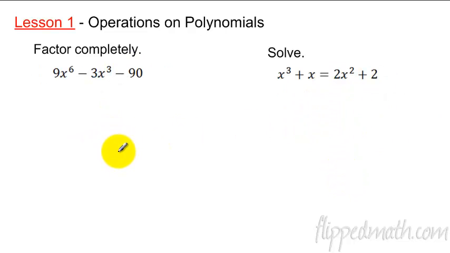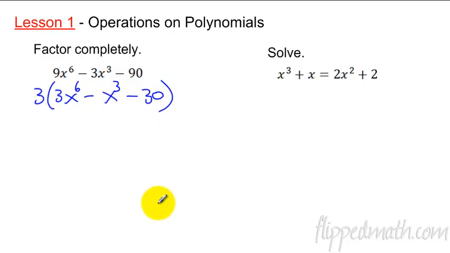Here we're going to factor completely. So the first key to factoring is look to see what they all have in common. I can see each of these numbers is divisible by 3. So I'm going to write a 3 on the outside, and then what am I left with? 3x to the 6th minus x cubed minus 30. Okay, from here, this is where we need to factor it, and there's several ways, depending on how you've learned it in the past, that you could do this.